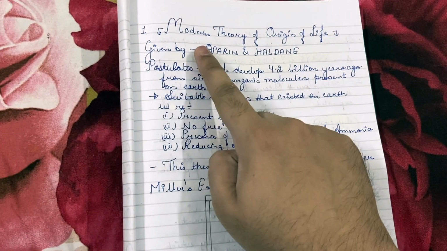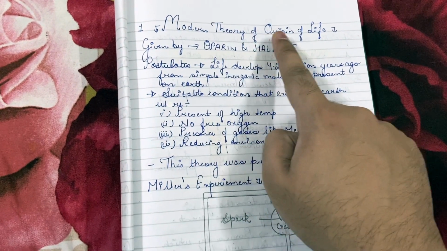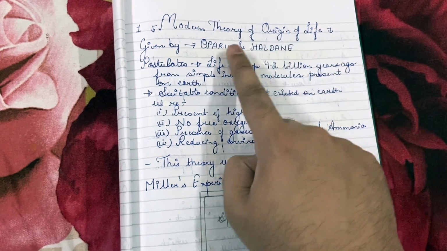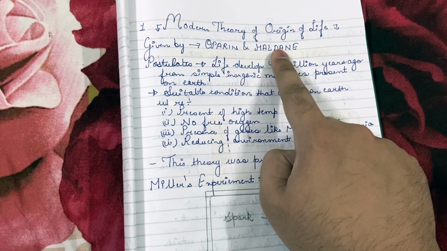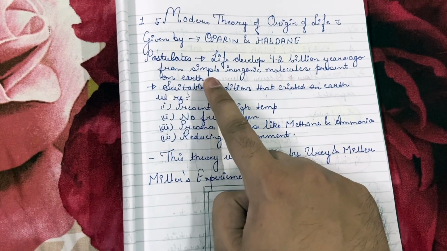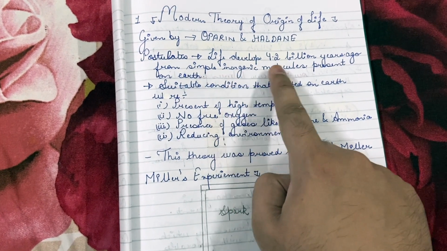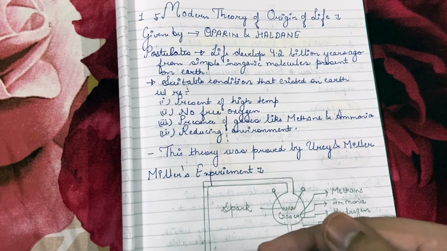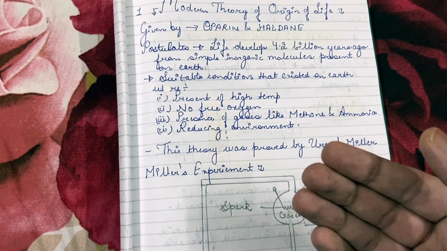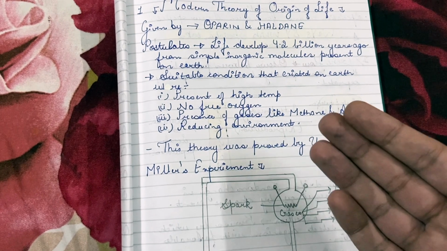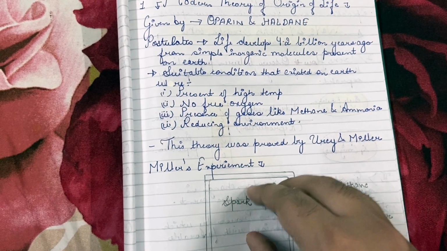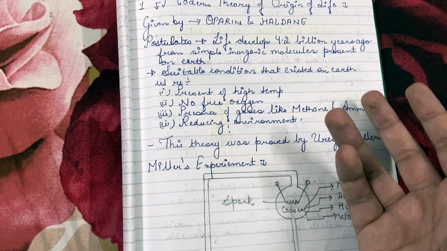Now let us learn the modern theory of origin of life. The modern theory of origin of life was given by Oparin and Haldane. This theory states that life originated from simple inorganic molecules. So, life came into existence from simple inorganic molecules which were present on the earth. These inorganic molecules combined and reacted together to form new life.